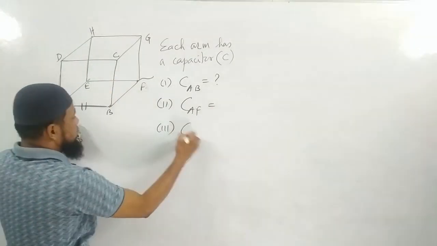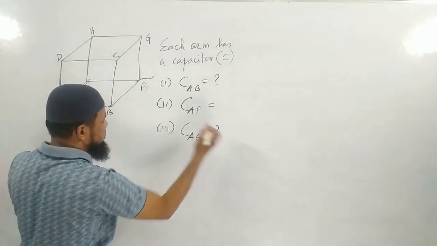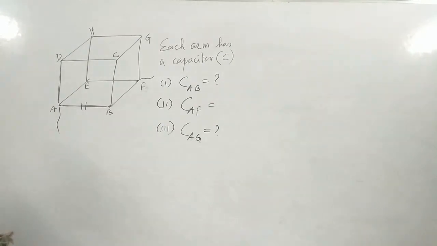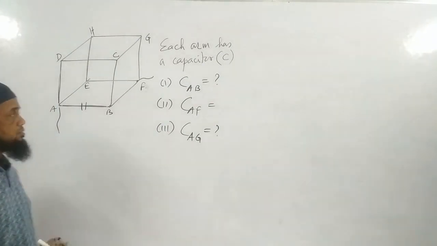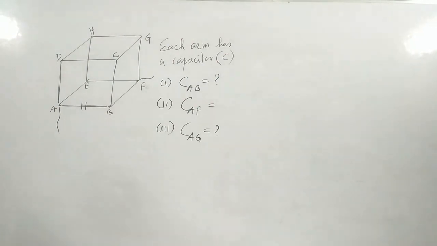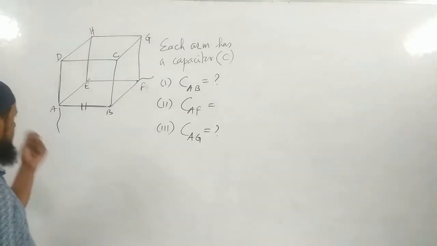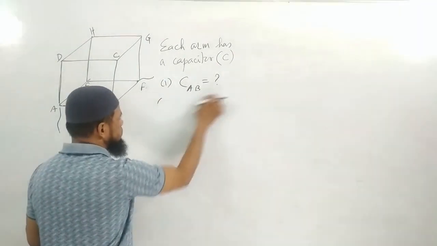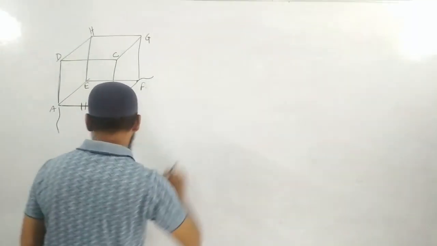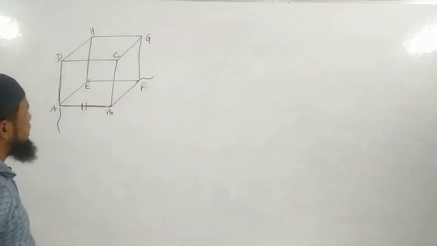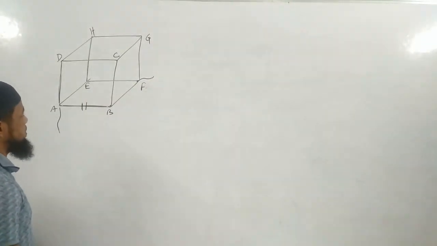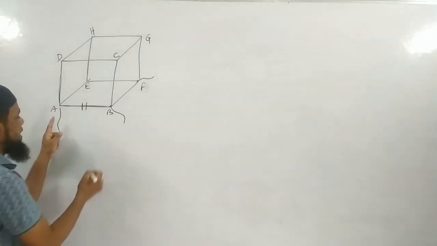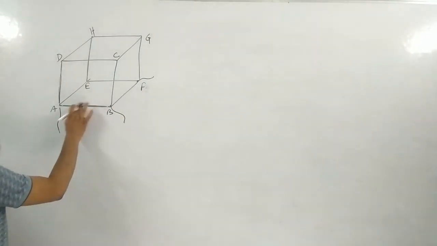So equivalent capacitance between A and G. These three capacitances we have to find. So out of that, I'll be showing one, two, you try yourself. So let me find out equivalent capacitance between A and B. Equivalent capacitance between A and B. So the circuit is symmetric because every arm has identical capacitors, each of magnitude C. So equivalent capacitance between A and B.